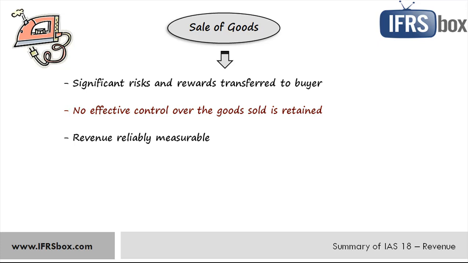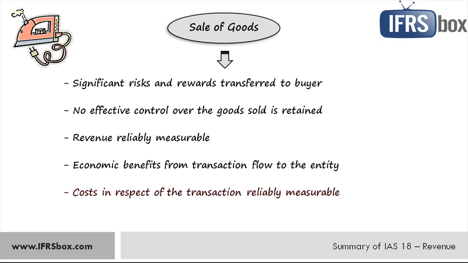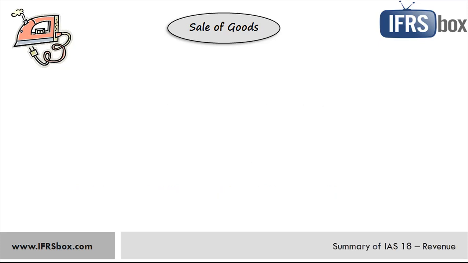The third condition is that the amounts of revenue can be measured reliably. The fourth condition is that it is probable that the economic benefits associated with the transaction will flow to the entity. And the fifth condition is that the costs incurred or to be incurred in respect of the transaction can be measured reliably.